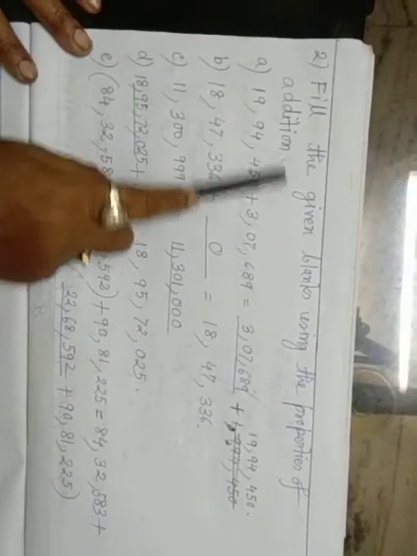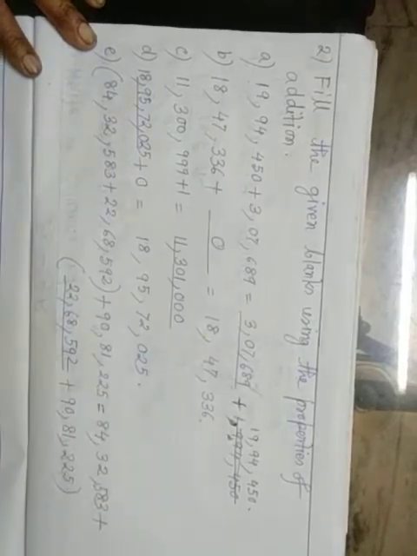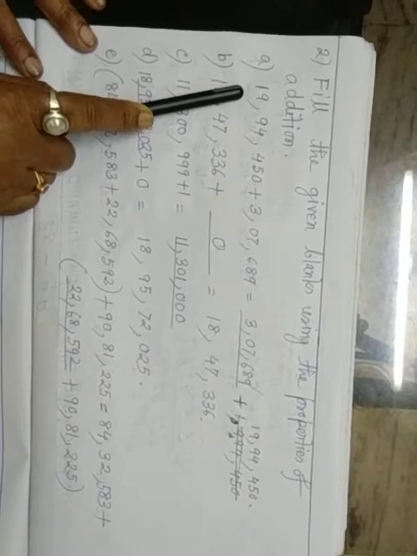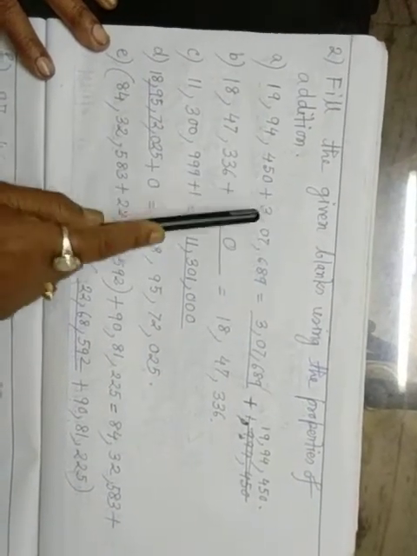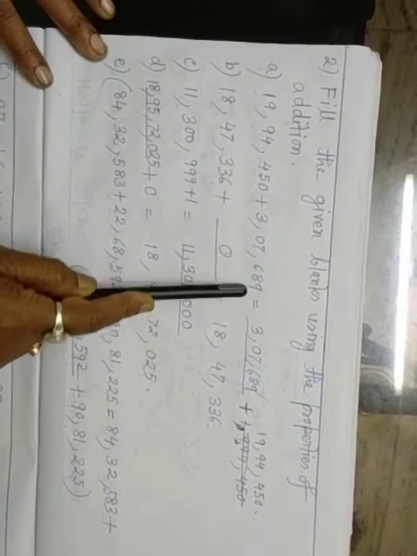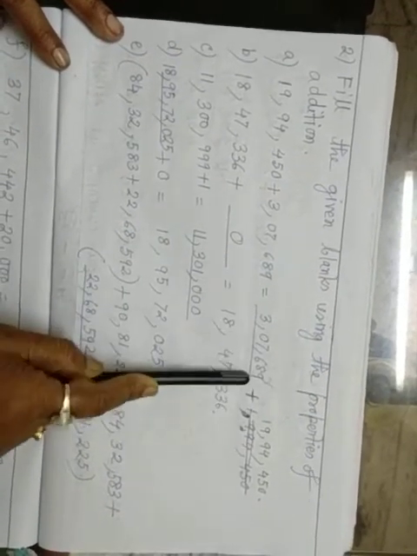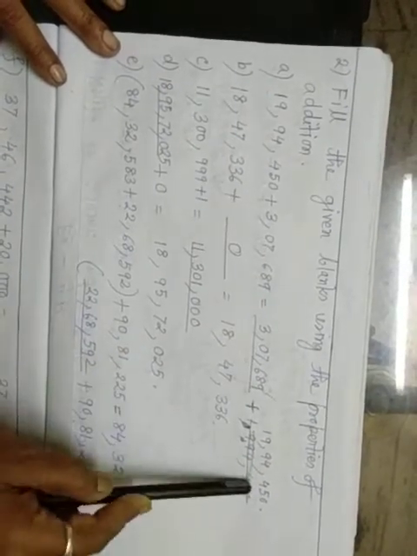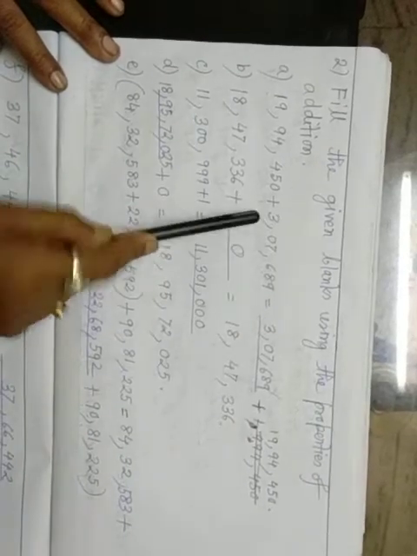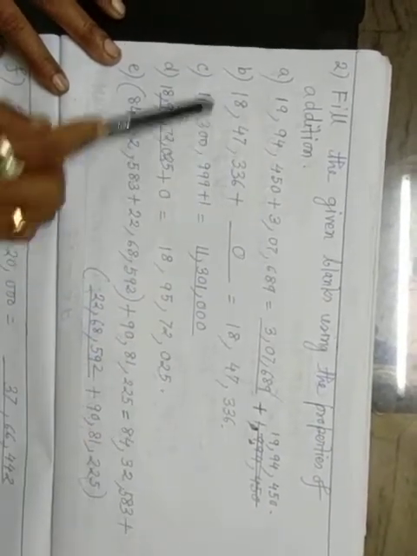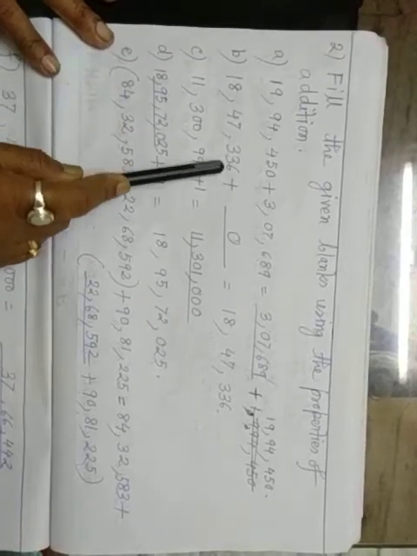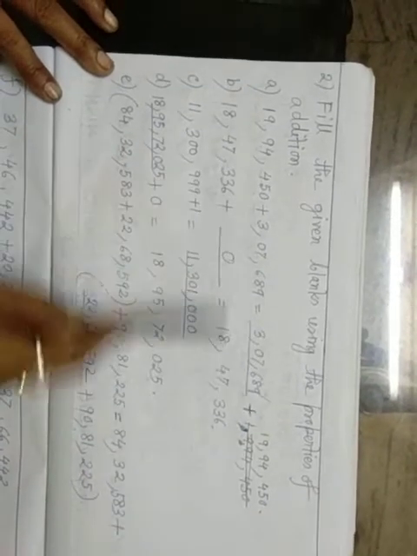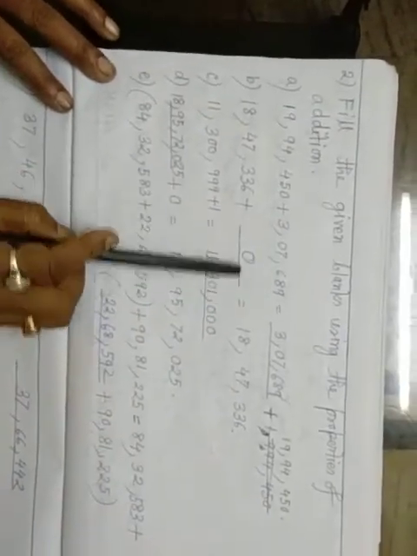Question number 2. Fill the given blanks using the properties of addition. That is, fill in the blanks. 19 lakh 94,450 plus 3 lakh 7,689 equal to blank. Here the blank is 3 lakh 7,689. Next, 18 lakh 47,306 plus blank equals 18 lakh 47,306. Same number. So plus 0. Okay, blank means 0.